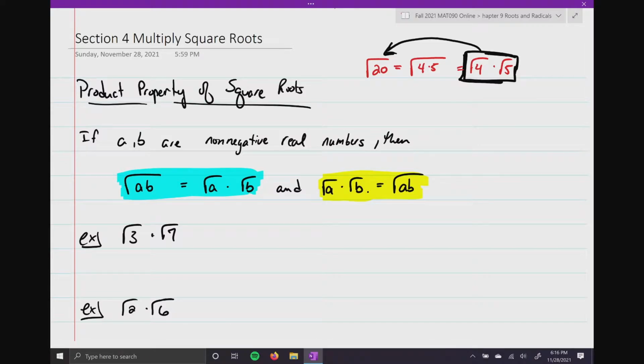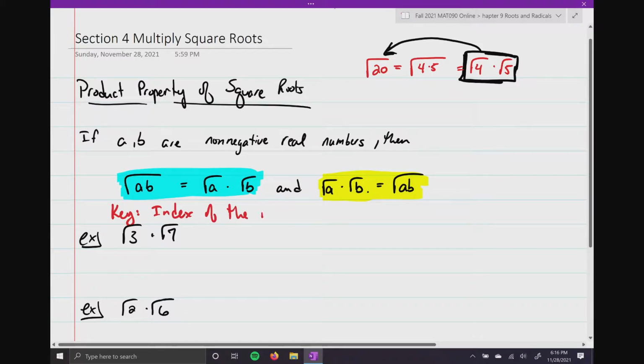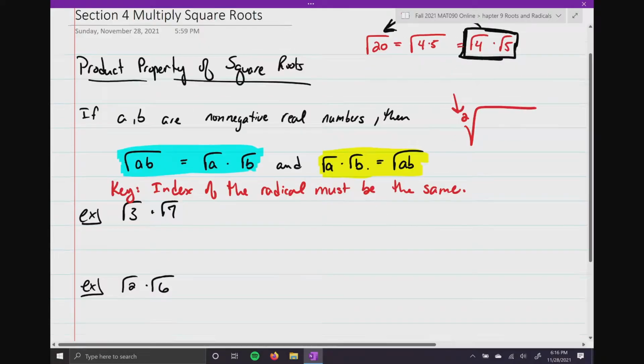The key, and I'm going to write it in red, the index of the radical must be the same. Okay? And remember, the index is this number right here. Okay, so if nothing's written, we assume it to be a 2. Otherwise, we put a number there. So let's go ahead and look at the 2 examples I have here, and they're pretty straightforward.